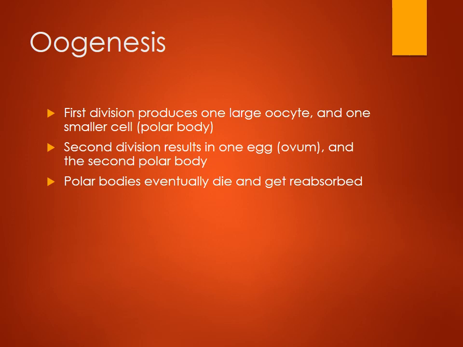The second division then occurs, so we get again down to that half a copy of genetic material. The second meiotic division occurs, so again we have one egg and a second polar body. So that one very large ovum and a second polar body. That second polar body also is resorbed. It's reabsorbed into the ovary.